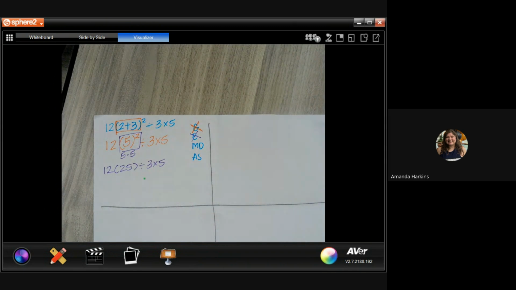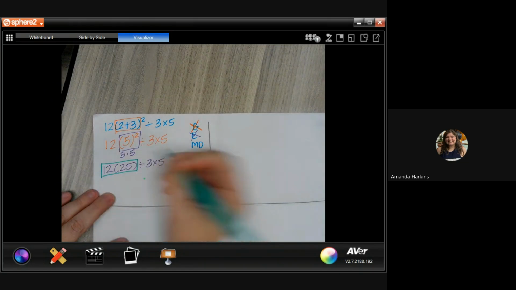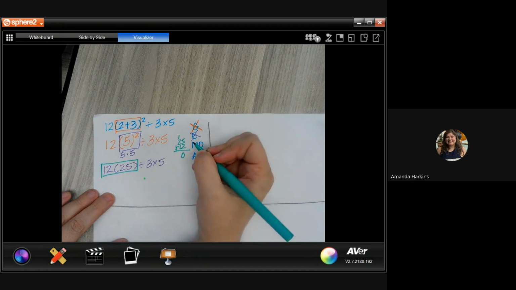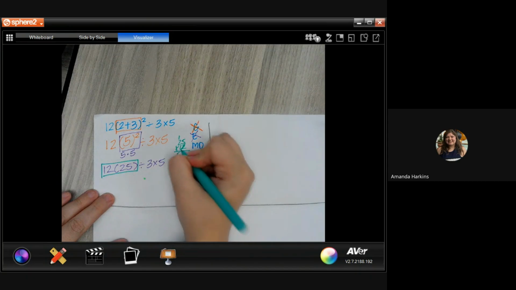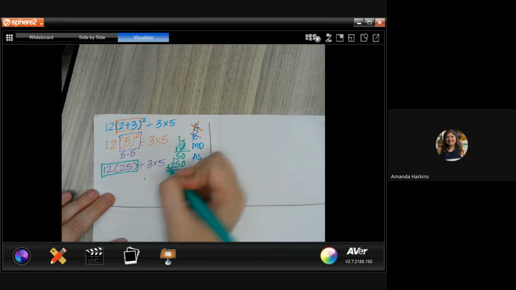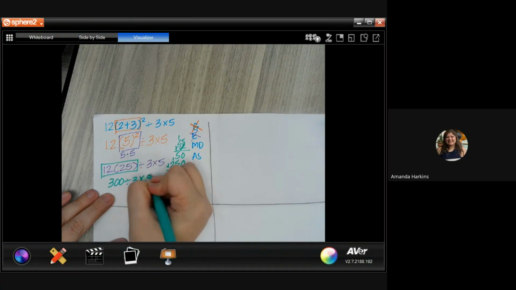Multiply, divide from left to right. So we're going to go from left to right. So 25 times 12. 5 times 2 is 10. Carry my 1. 2 times 2 is 4, plus 1 is 5. Placeholder. 5 times 1 is 5. 2 times 1 is 2. Add that up. So we have 300 divided by 3 times 5.